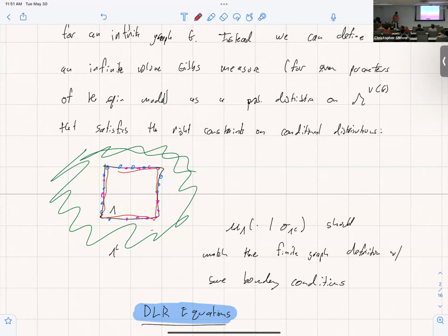And this induces some probability distribution inside the box, right? Just the conditional probability distribution. What we want to insist is that this probability distribution induced by conditioning on the infinite graph is the same as if I just looked at this finite box and fixed the spins that touch the box on the outside, and then did the definition I did before for a finite graph. So the conditional distribution should satisfy this finite volume Gibbs measure definition.